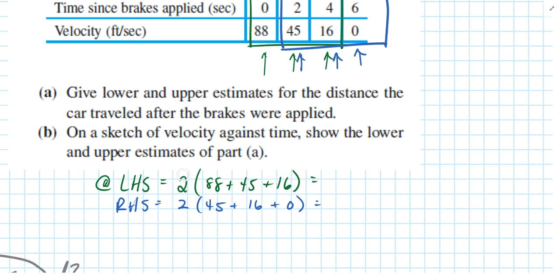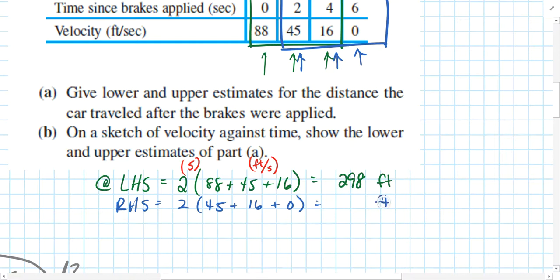Now, as a point here, I want to indicate that 2 being our width contained a unit of seconds. So 2 seconds in width, and 88 plus 45 plus 16 is a sum of velocities, so those are units of feet per second. When I multiply seconds times feet per second, my resulting unit will be feet, and the result of this computation is 298. So one estimate based on the left-hand data points is that we've traveled 298 feet.